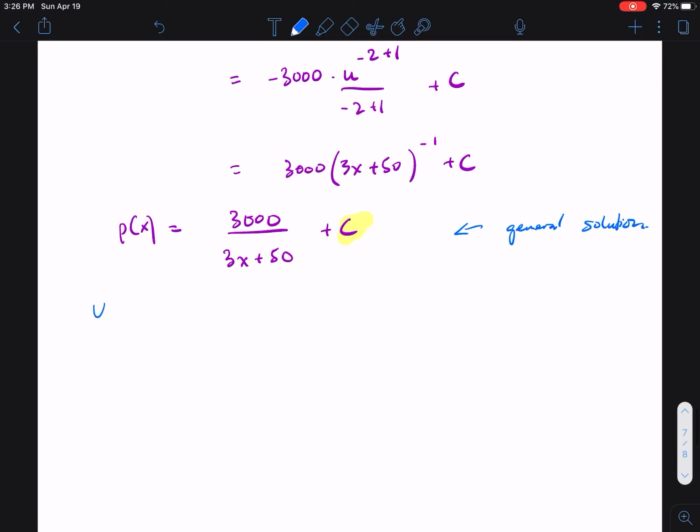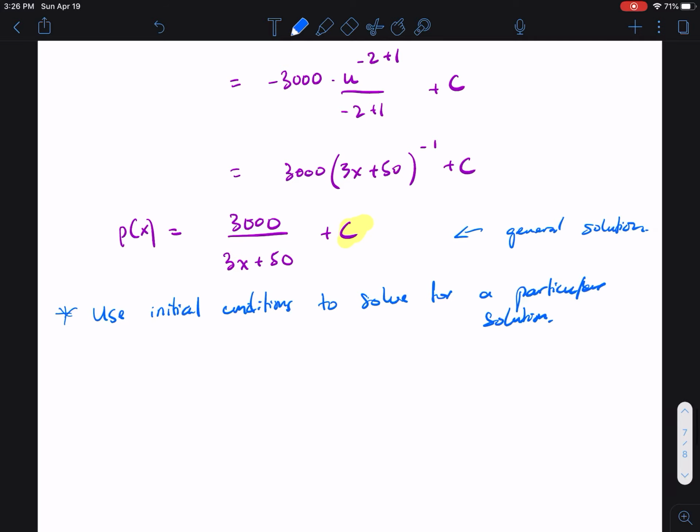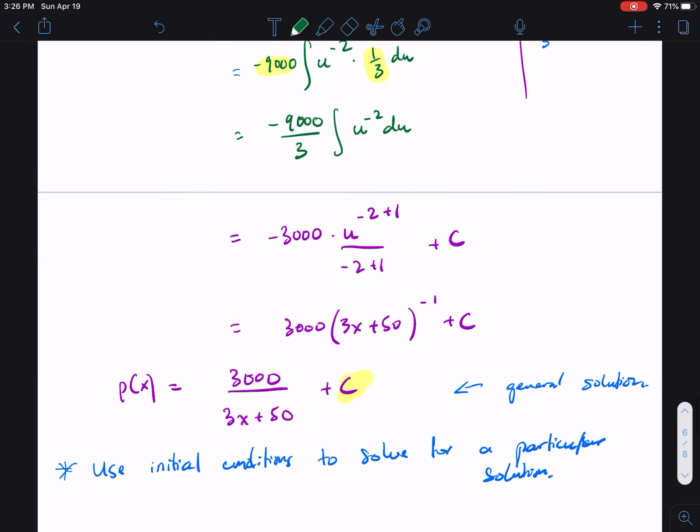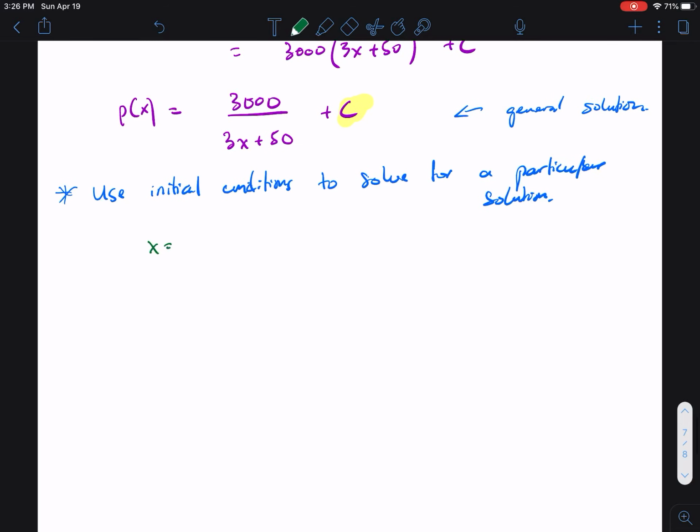So now use the initial condition to solve for a particular solution. Our initial condition will be x is 150, p is 8. So x is 150, p is 8. Solve for the constant c.